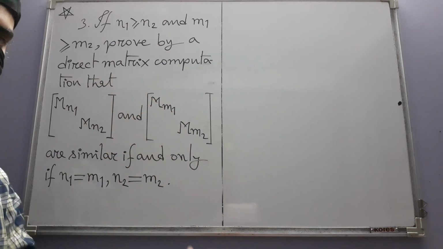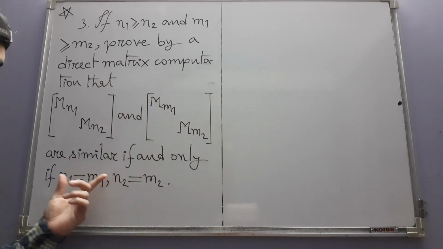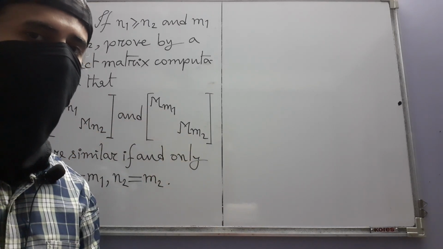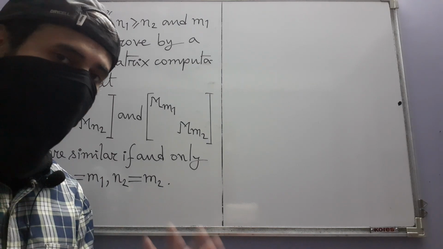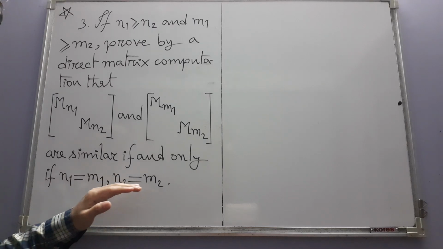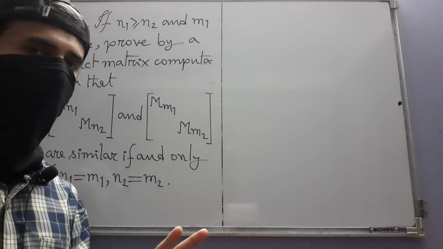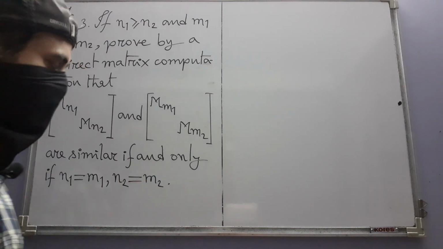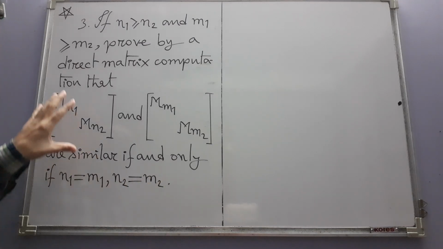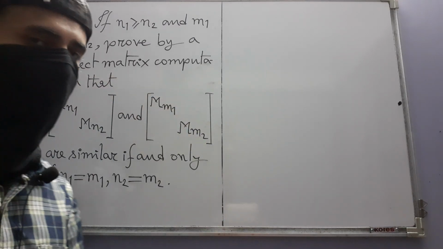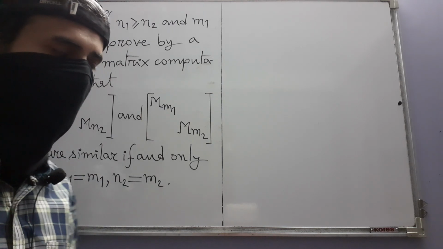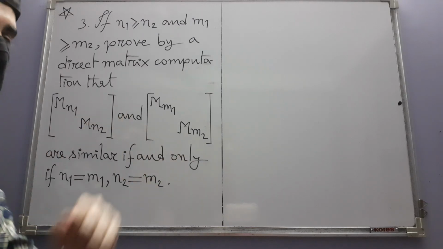These two such matrices are similar if and only if N1 is equal to M1 and N2 is equal to M2. In other words, they are similar if and only if they are the same matrix. That's what we have to prove. Now, if and only if means we have to prove two implications, one of which is obvious. If N1 and M1 are equal and so are N2 and M2, then these two matrices are actually the same matrix. And since similarity is an equivalence relation and hence reflexive, obviously this matrix is similar to itself.